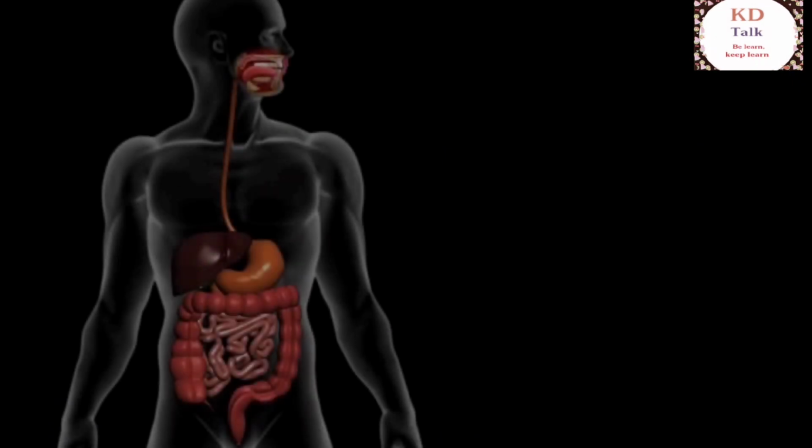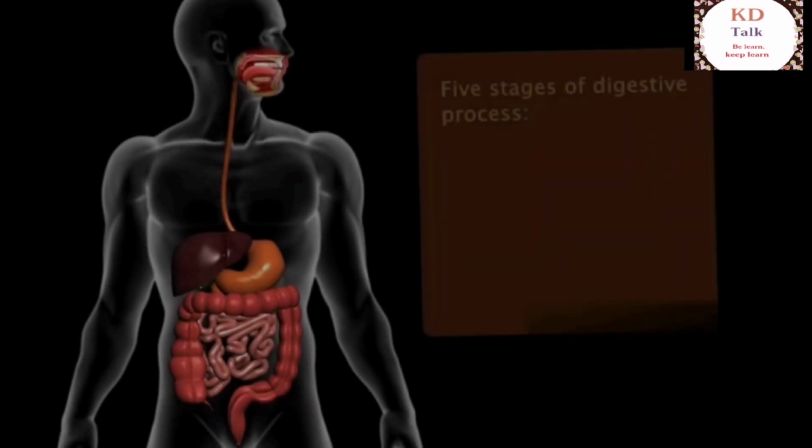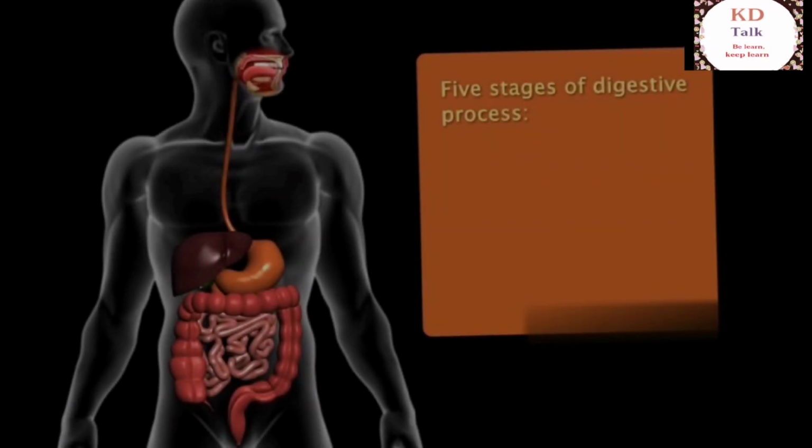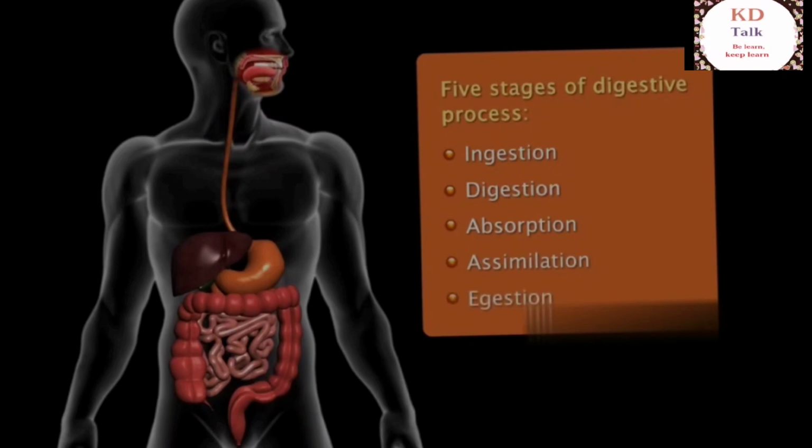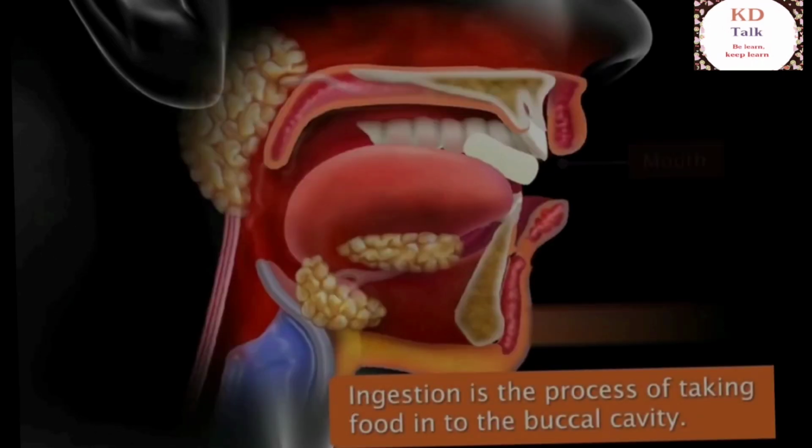In humans, the digestive process has 5 stages: ingestion, digestion, absorption, assimilation, and egestion. The first step is to take food in through the mouth. This stage is called ingestion.